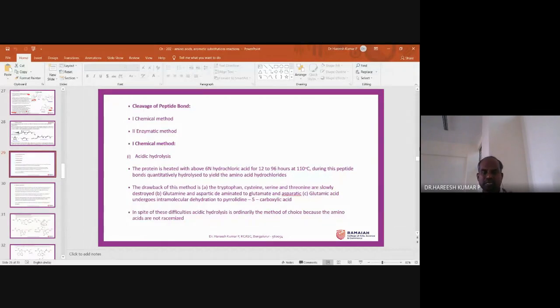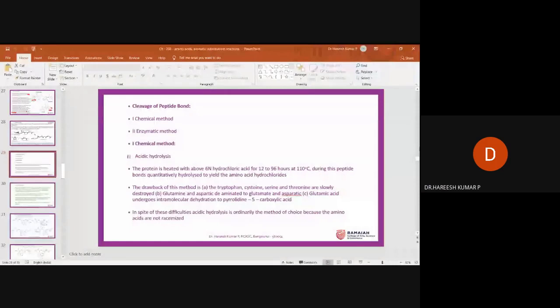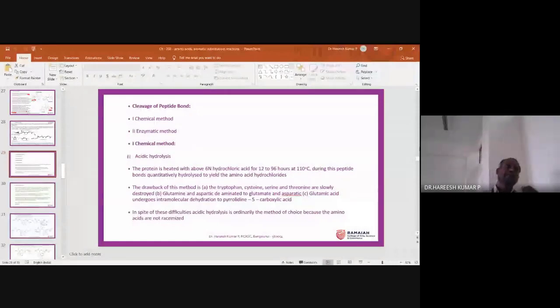In spite of these difficulties, acidic hydrolysis is ordinarily the method of choice, because amino acids are not racemized. So that means in this method, amino acids are not racemized. And one more thing, in this method, tryptophan, cysteine, serine, and threonine are slowly destroyed, and glutamine and aspartic acid are converted into glutamate and aspartate, and glutamic acid undergoes rearrangement and dehydration, giving rise to pyrrolidine 5-carboxylic acid. So this is about the acidic method.